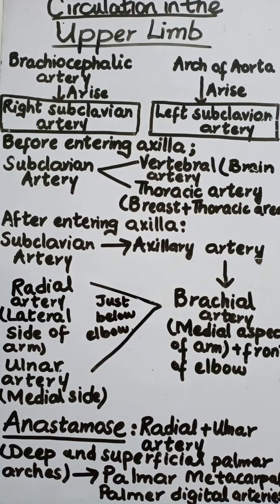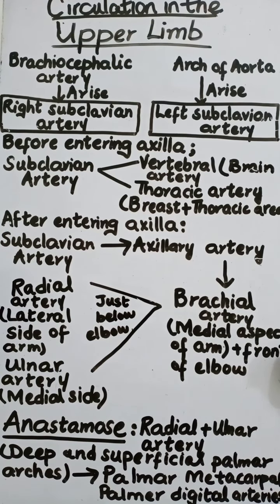After entering into the axilla, right and left subclavian arteries continue as the axillary artery. Axillary artery lies in the axilla. Its first part lies deeply, while the rest runs superficially, and then it forms the brachial artery. Brachial artery is simply the continuation of the axillary artery. It is not a branch of it.